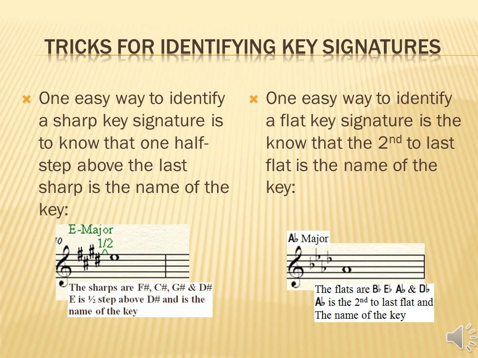One easy way to identify a flat key signature is to know that the second to last flat is the name of the key. So when we have flats B flat, E flat, A flat, and D flat, A flat is the second to last flat, and that is the name of our key.